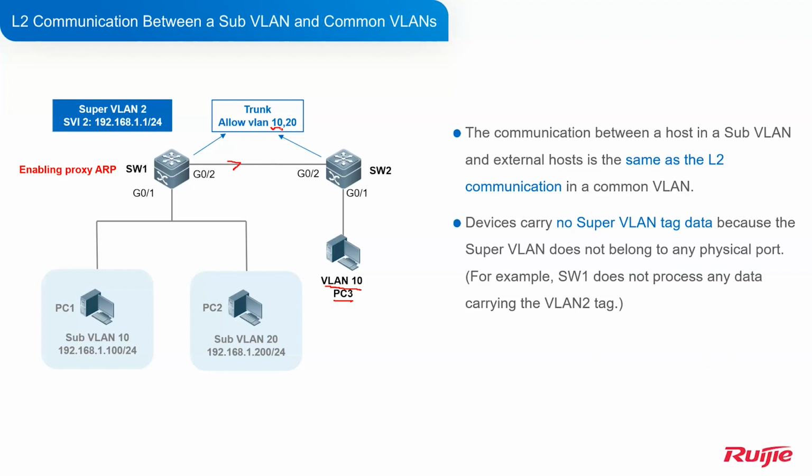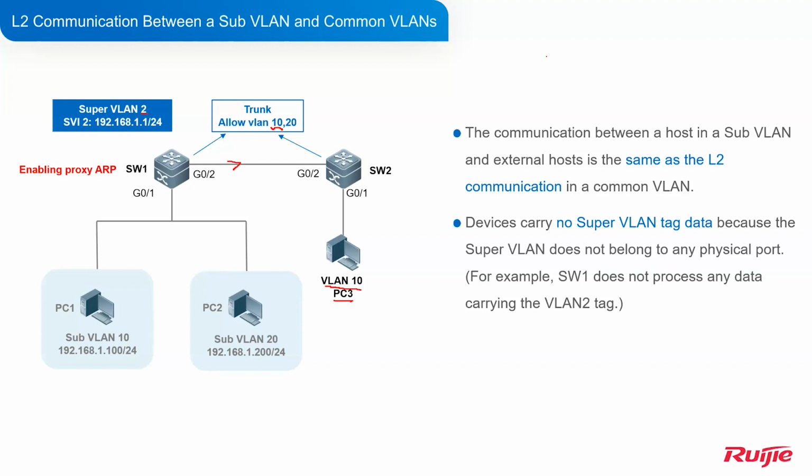This is very important, since here we see that we have a Super VLAN, which is 2, but there will not be any frames carrying the Super VLAN tag. For example, there will not be any frames that carry a tag whose VID is 2, because Super VLAN 2 does not belong to any physical ports.